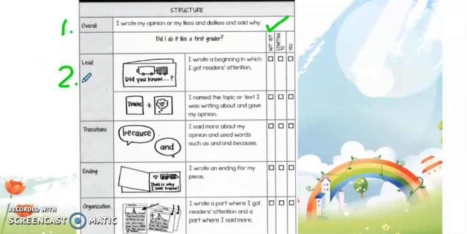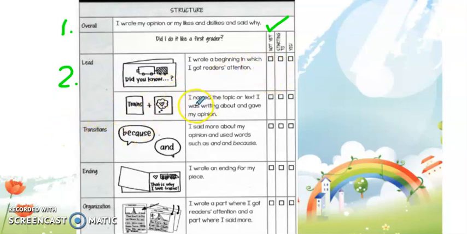You need to check 2 items for this part, okay? I wrote a beginning in which I got readers' attention. Remember how can we catch readers' attention at the beginning? Yes, we can start with a question sentence. If your writing has this item, then you check yes. If you don't have it, then you check not yet.